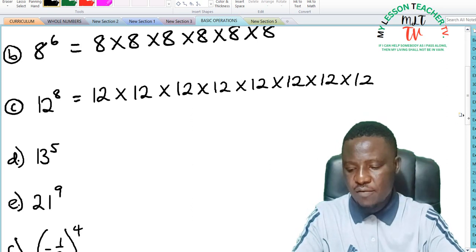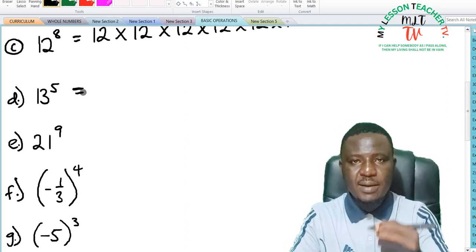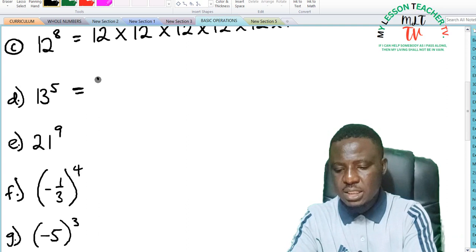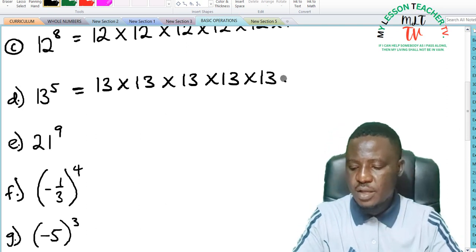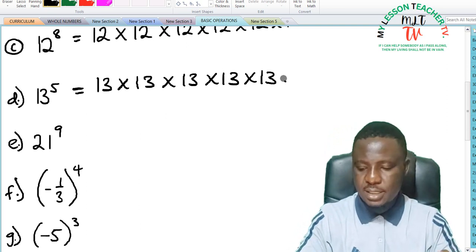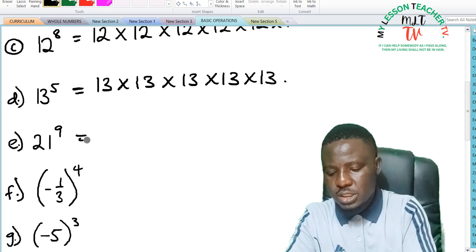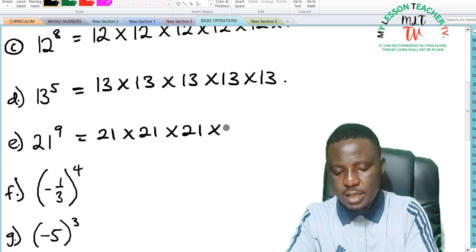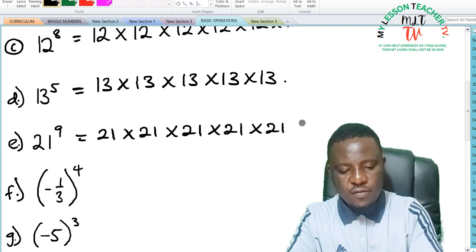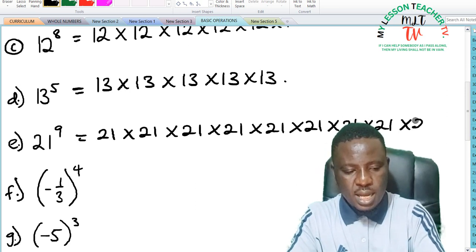D, we have 13 to the power 5. 13 to the power 5 can be said to be 13 multiplying itself 5 times. That is 1, 2, 3, 4, and 5. E, 21 to the power 9 can be said to be 21 multiplying itself 9 times. Good. So this is equal to 1, 2, 3, 4, 5, 6, 7, 8, and 9.